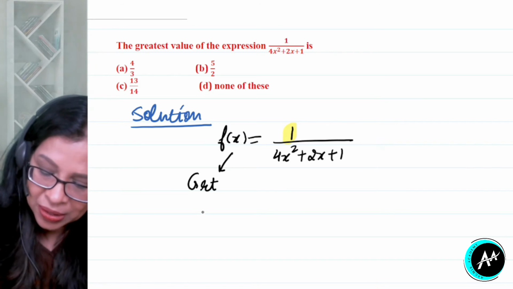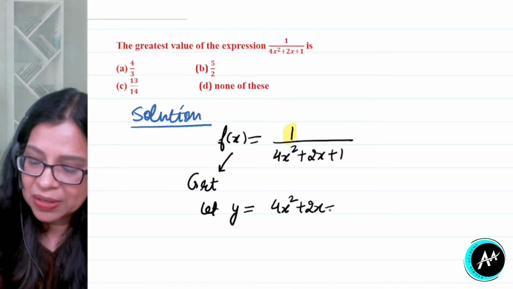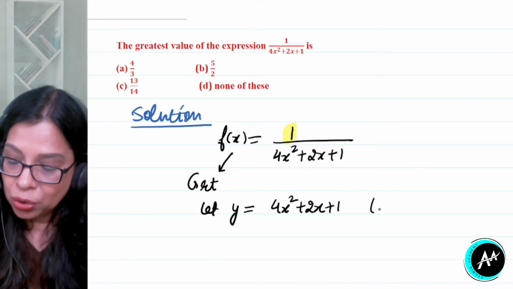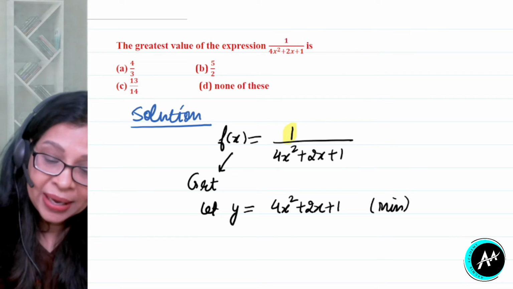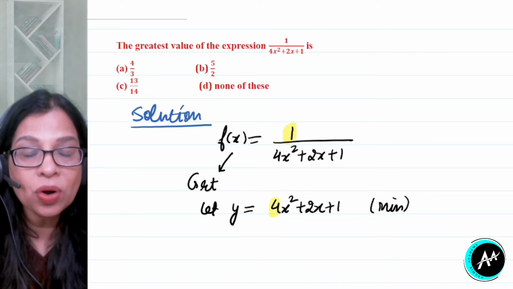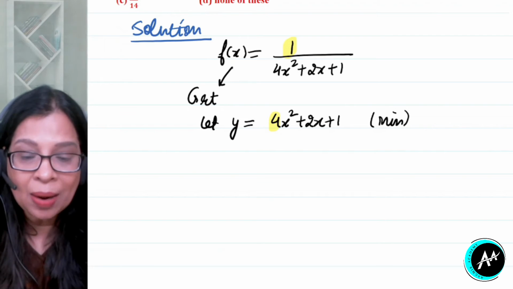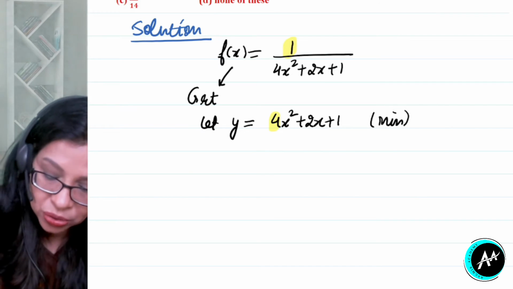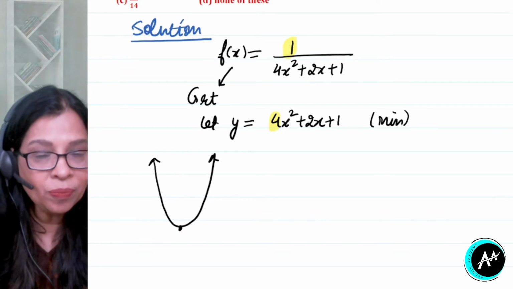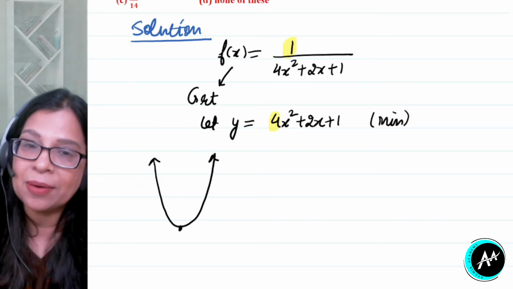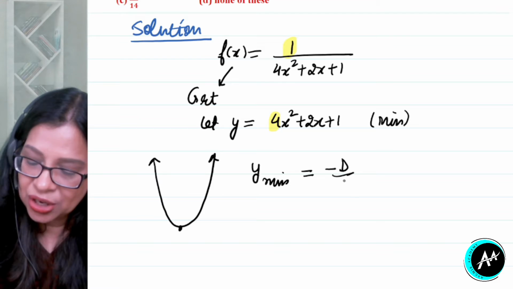Let me denote it by y. So let us say, let y be equal to 4x square plus 2x plus 1. Is it okay? Now I want it to be minimum. Now look here. Let's revise what we have done just now. We can see that coefficient of x square is 4, which is positive. That means this is going to represent a parabola which is opening which side? Upwards. So this will represent a parabola opening upwards. So what was the minimum value? Minimum value of y was minus d upon 4a. So let me use it over here, direct result. So y minimum is minus d upon 4a.